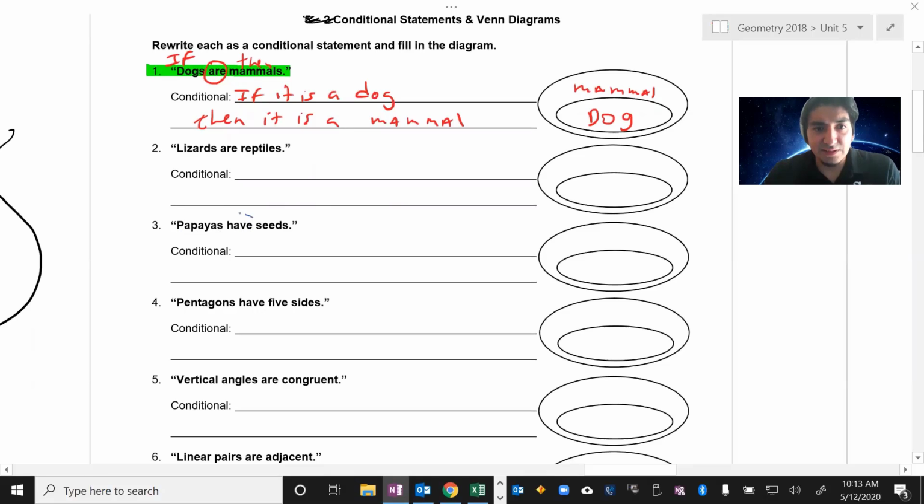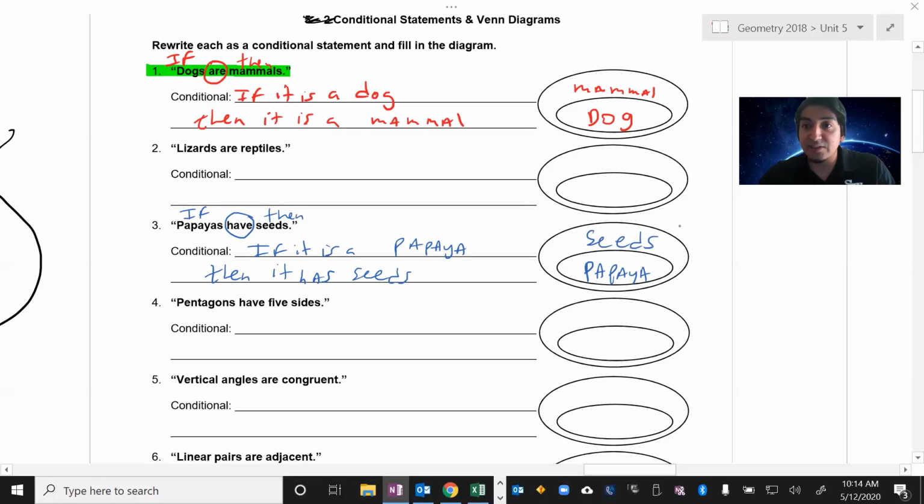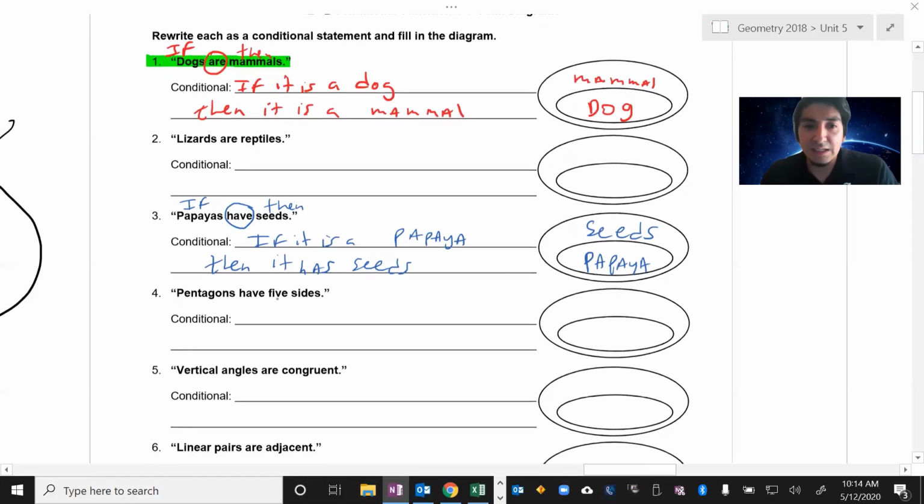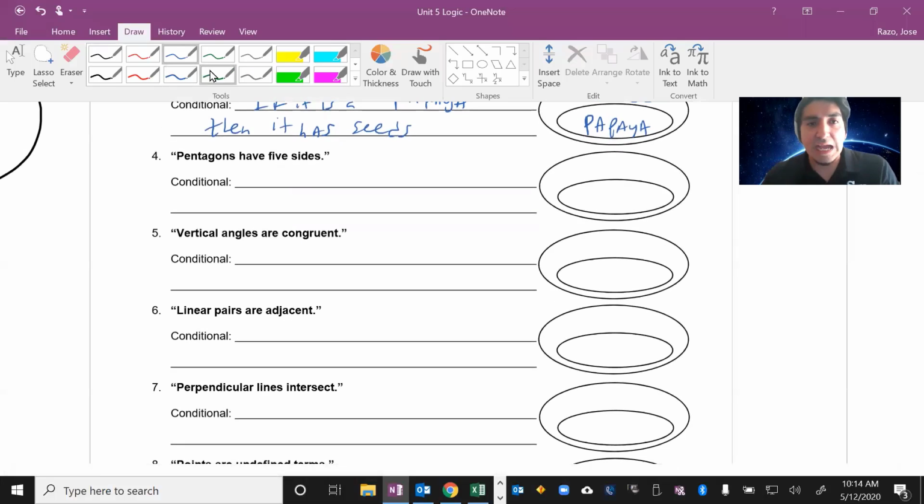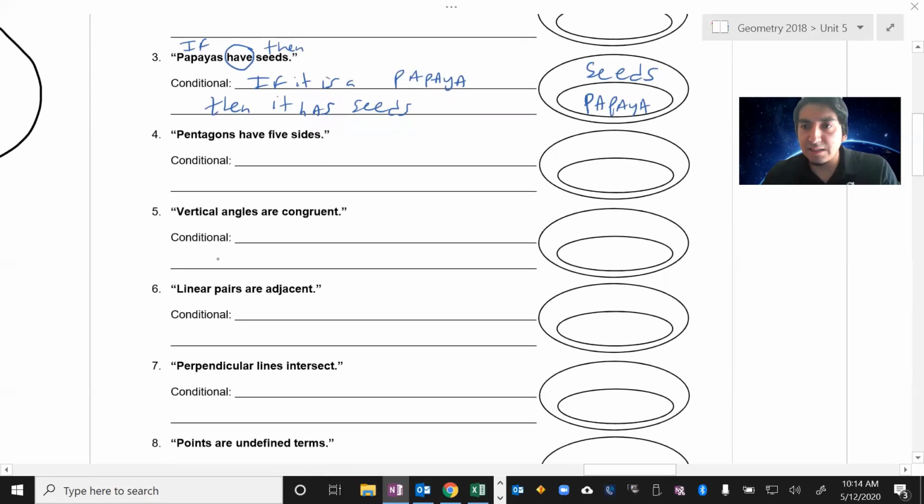And so papayas have seeds. So I'm going to break it there. That's my word to break. So if it is a papaya, then it has seeds. So I got papaya, and then I have seeds. Okay, so it's not rocket science, that's initially what's going on with these. So just make sure you have a break, find a word to break the whole entire sentence with.